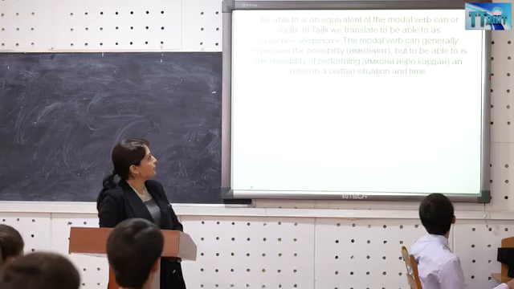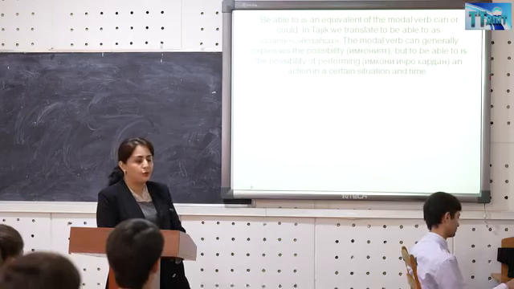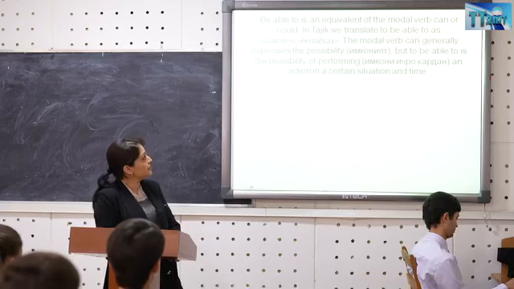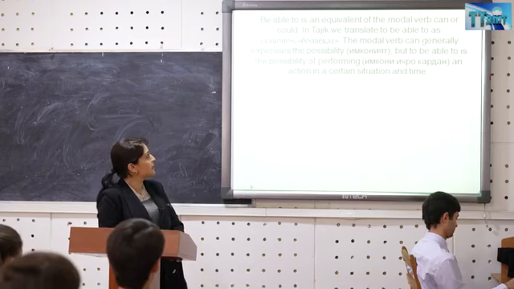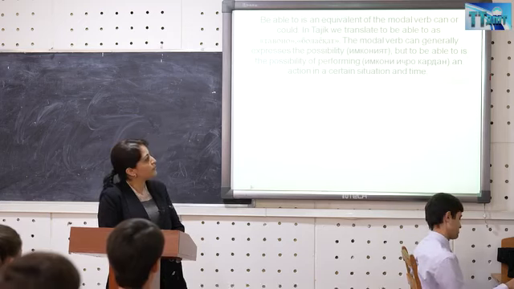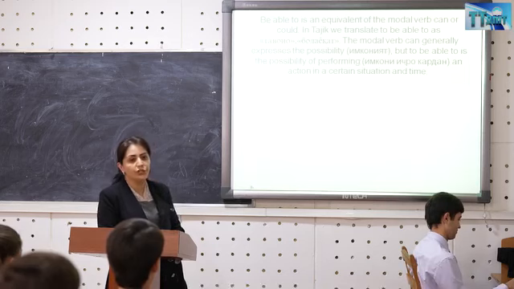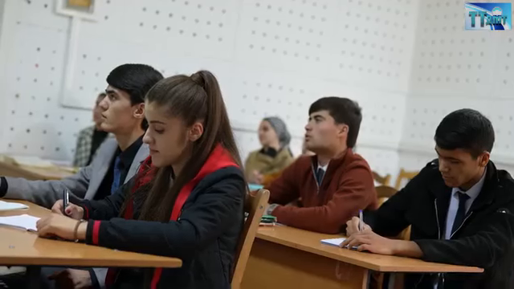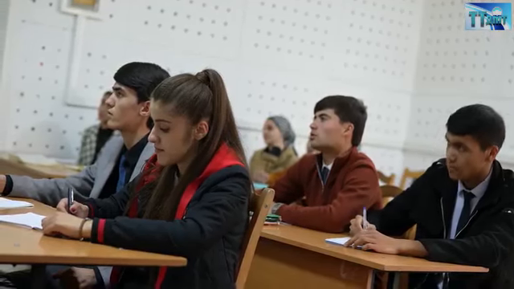To be able to. It is an equivalent of the modal verb can and could. In Tajik, we translate to be able to as tavono bolayokat. The modal verb can generally expresses the possibility, imkoniyat, but to be able to is the possibility of performing. Imkoni ijro kardan is action in a certain situation and time.